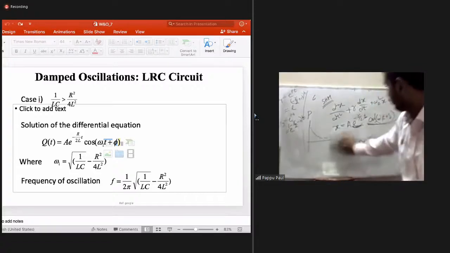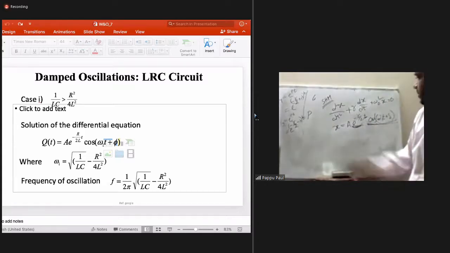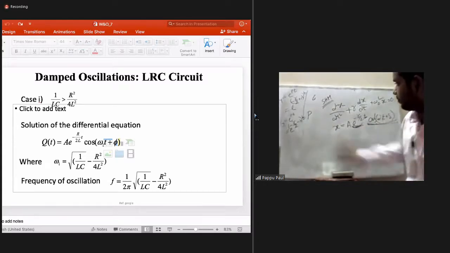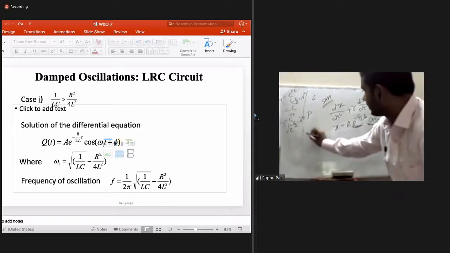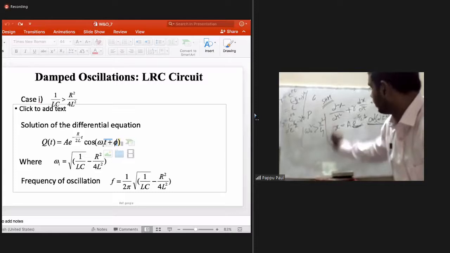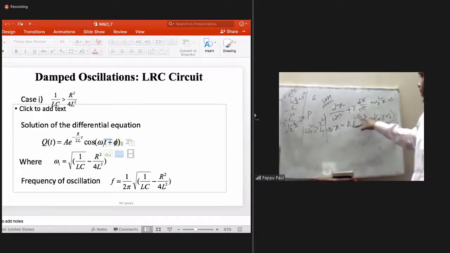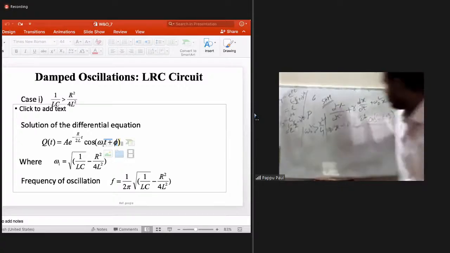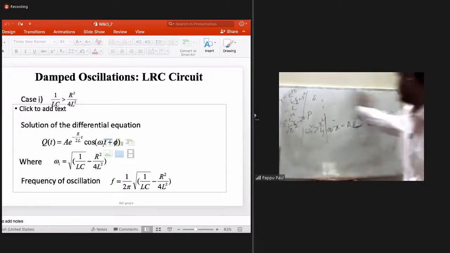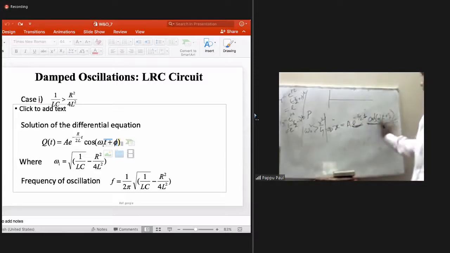Okay, I will discuss case one again. Here you see that in the case of omega naught square greater than gamma square by 4, we find our solution like this: x is equal to a e to the power minus gamma by 2 into t cos omega 1 t plus delta. So if I omit this part from my board, let's consider only the cos part.